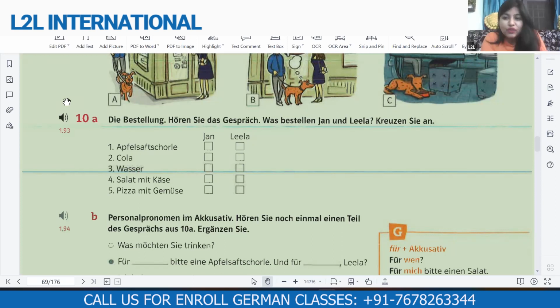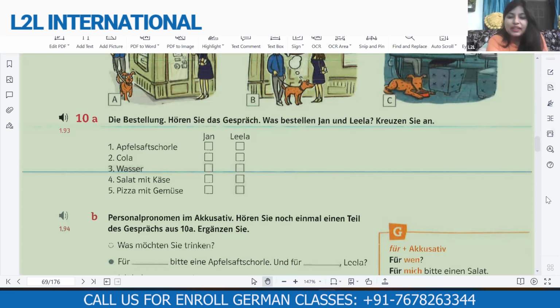Aber für wen? Who for? I guess they both ordered water. Okay, but they will have Apfelsaftschorle, cola, and then water also, everybody, everything, they will have it. Okay, fine, whatever you heard.